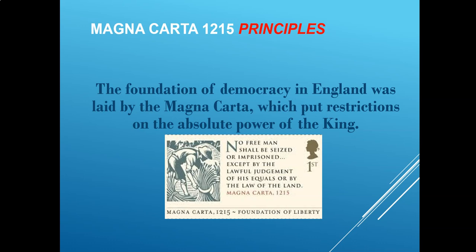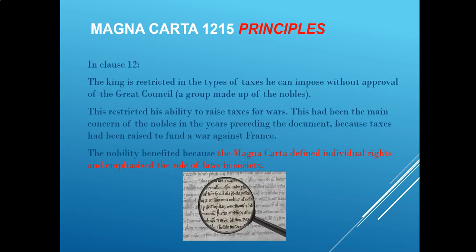The foundations of democracy in England were laid out by the Magna Carta, which put restrictions on the absolute powers of the king. And this was a big deal because at this time, not only in England, but in many European countries, the king was absolute, meaning that he had ultimate power. He could do anything. And on top of that, it was believed that the king was actually placed by God. So therefore, you could not challenge the king. If you challenged the king, it meant that you were challenging God. So nobody dared to challenge the king during this particular time period.